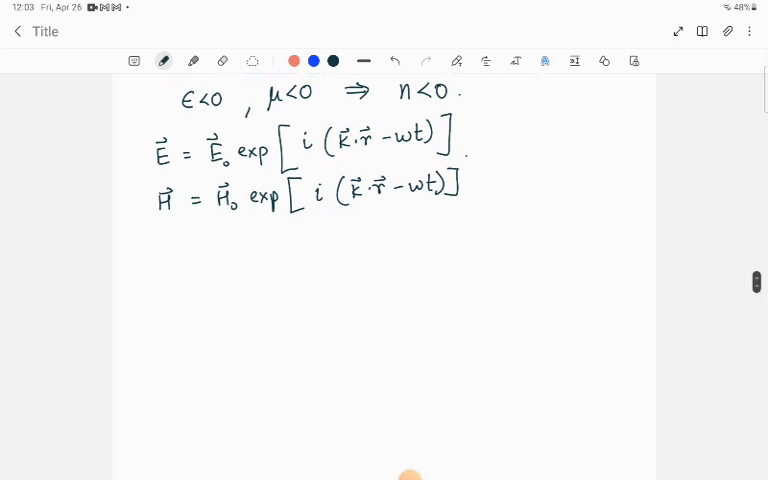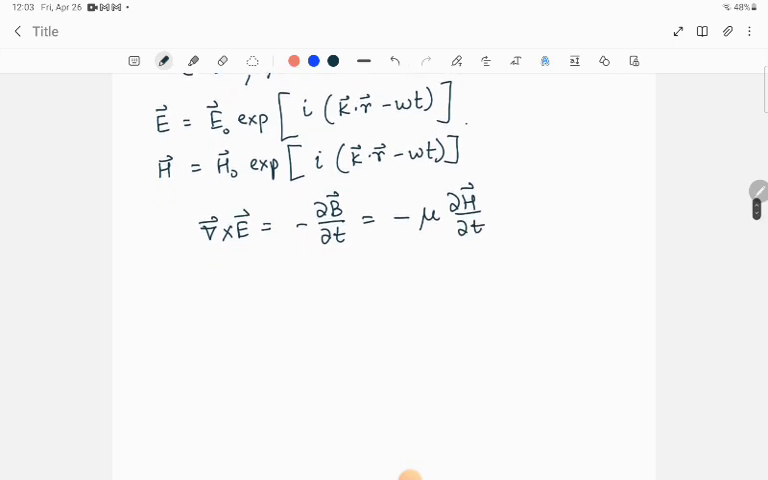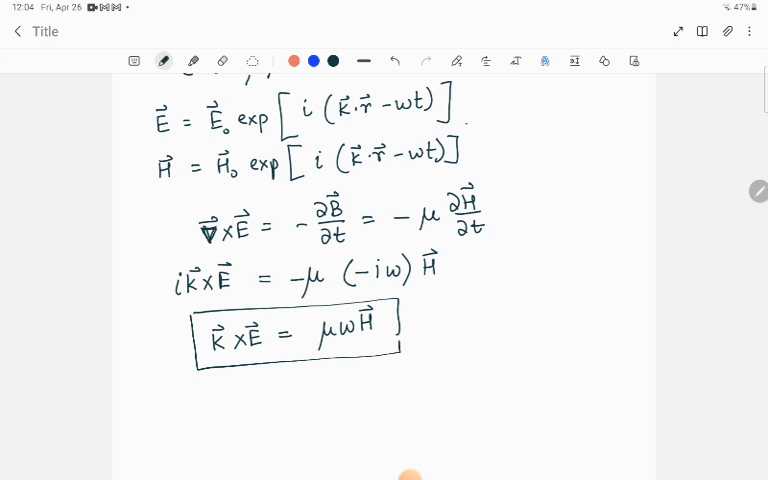Now with this in mind, of course we know Maxwell's equations. Curl of E is minus the time derivative of B. Curl is a space operator, so if we do curl of E, only the spatial dependence comes from the k dot r term, so we have i k cross E. With respect to time, as we have always done, it is minus i omega, and this is H. If you remove the i's and the negative sign, k cross E becomes mu omega H. This is the first relation, between E and H.